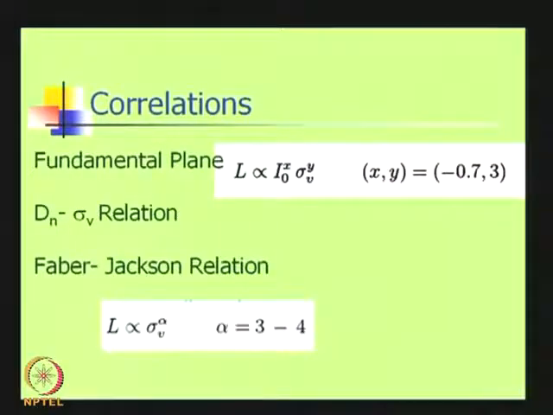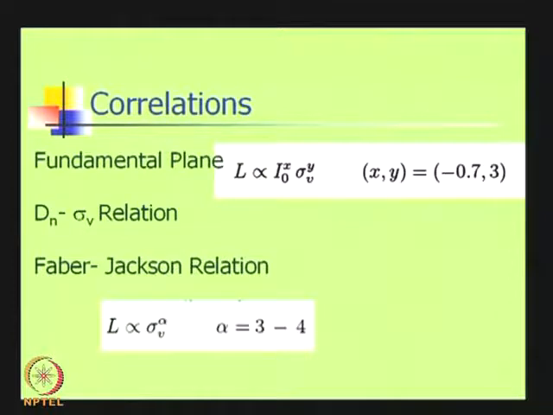It has been observed that there are some relations which are referred to as the fundamental plane. So, what is this fundamental plane? These are essentially correlations between different galaxy properties. Here the three properties that we are looking at are the total luminosity of the galaxy, the specific intensity at the center, surface brightness at the center of the galaxy, and sigma v. And it is found purely empirically that the luminosity is proportional to the central specific intensity to the power x and sigma v to the power y.